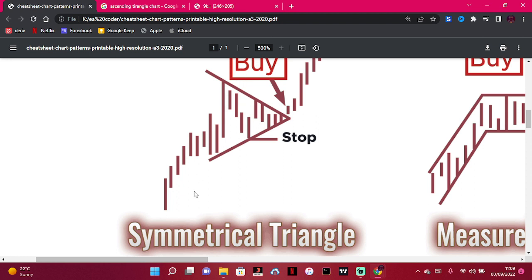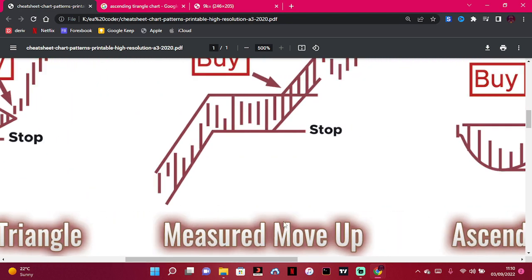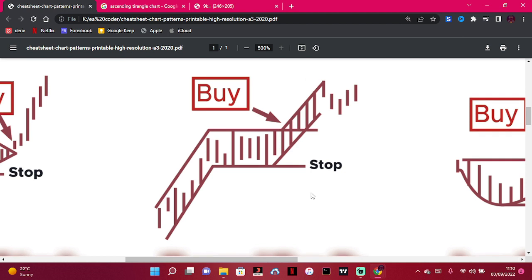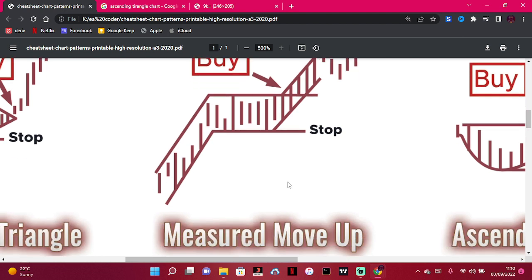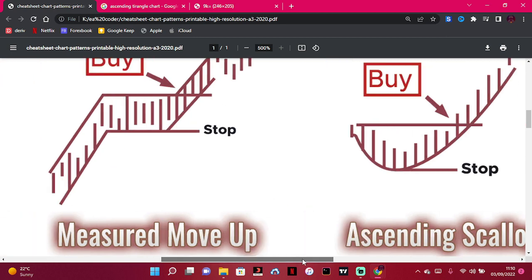So this one is self-explained, and this one is actually easy to draw on the chart, okay. Then for measured move up, I am sure you've never seen this one, and this one really looks hard to actually draw, okay. So for this one, I will not talk about it because this one can actually mislead you, but for now we're going to skip it.